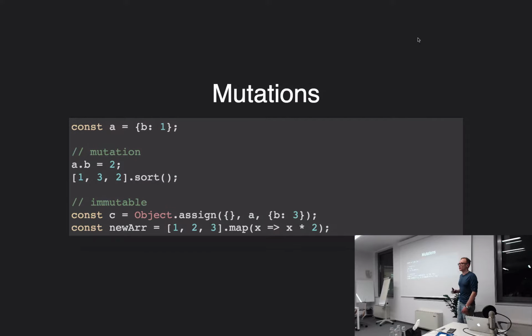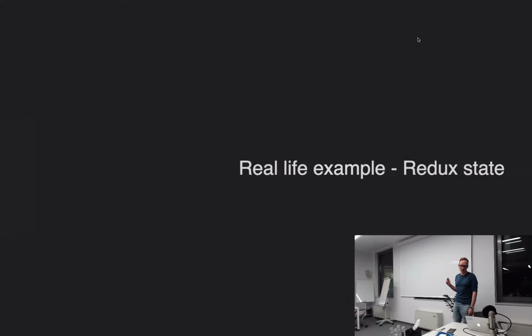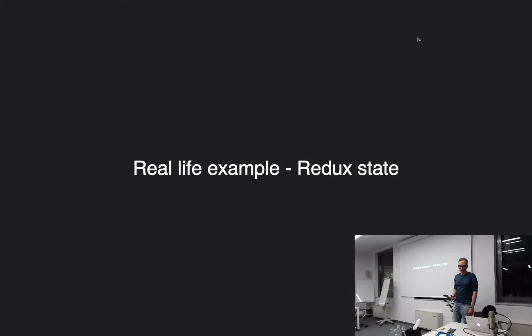And the second point is mutations. So we have mutable and immutable data structures in JavaScript. Objects and arrays are mutable, and you can see that just using the default method for sorting, we are mutating arrays. And here is an example of an immutable operation. When we map an array, we get a new array in the end, and it works like this. Real life example: Redux state is immutable, at least it should be.